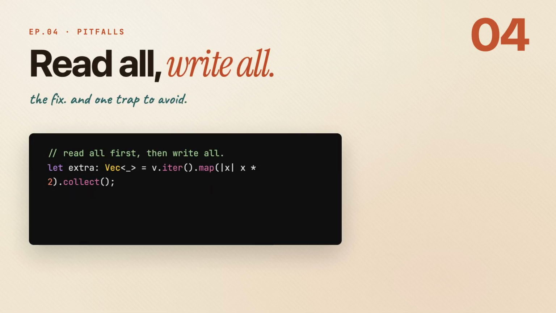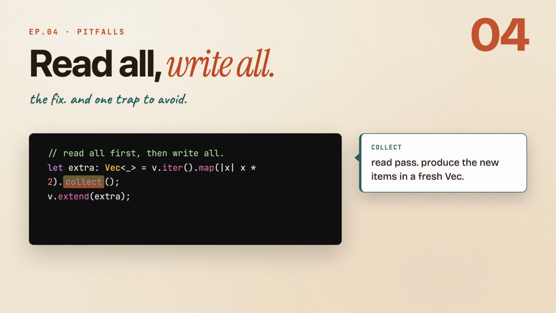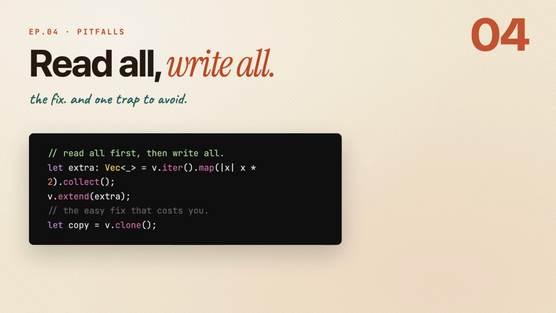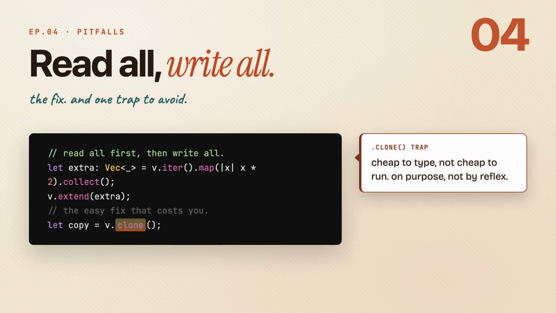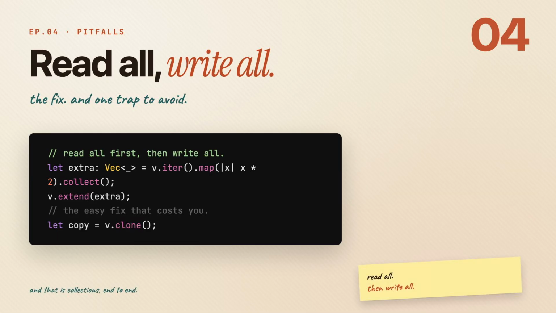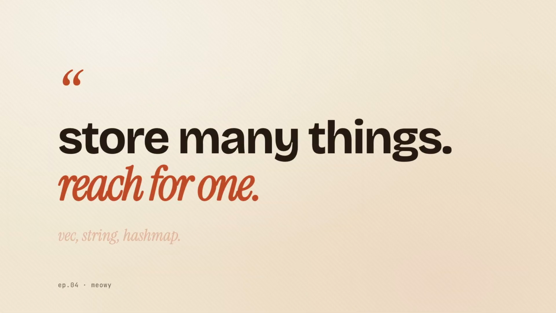Here, collect what you want to add into a separate vector first. The loop reads, but it only reads. Then extend the original vector once the read is done, one mutation, after. And resist using clone as the easy way out. Reach for it on purpose, but not by reflex. You can store many things, but you need to reach for one: vector, string, or HashMap.